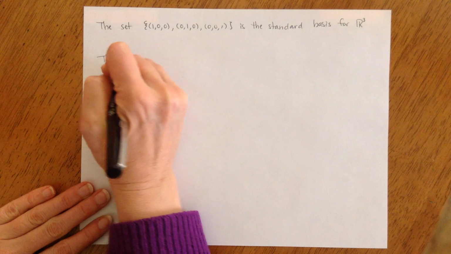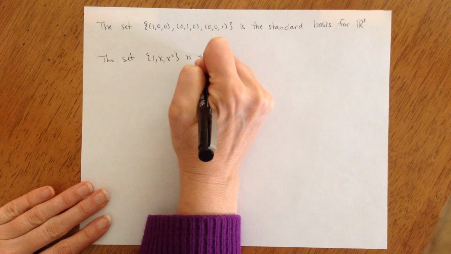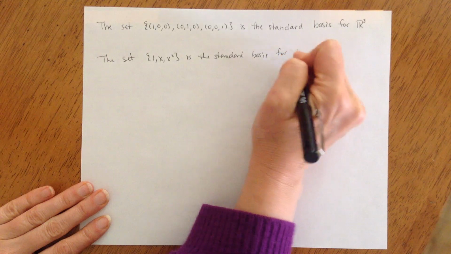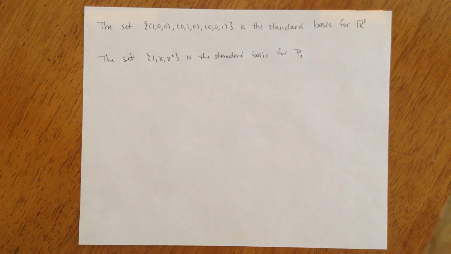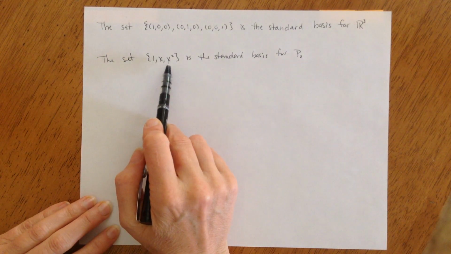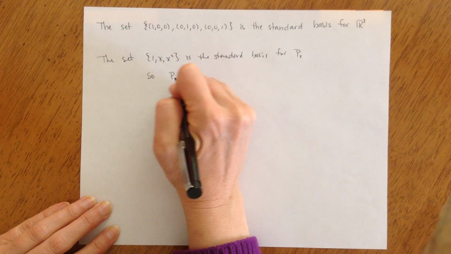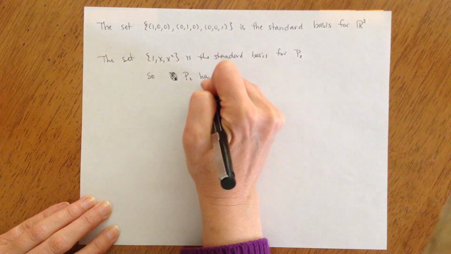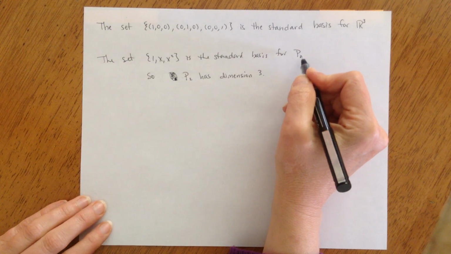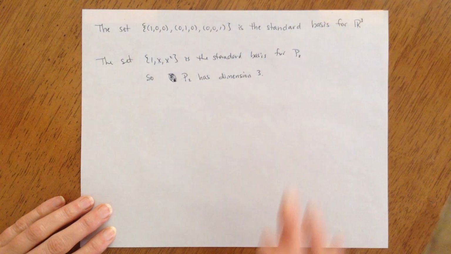Some other vector spaces we've looked at, and this set we've looked at. This is the standard basis for P2. This is the set of polynomials of degree 2 or less. So this is a basis, and not just a basis, but the standard basis. It's got 3 elements. So P2 has dimension 3. So unfortunately, P sub 2 is a three-dimensional vector space. It'd be nice if all the numbers matched, but they don't.